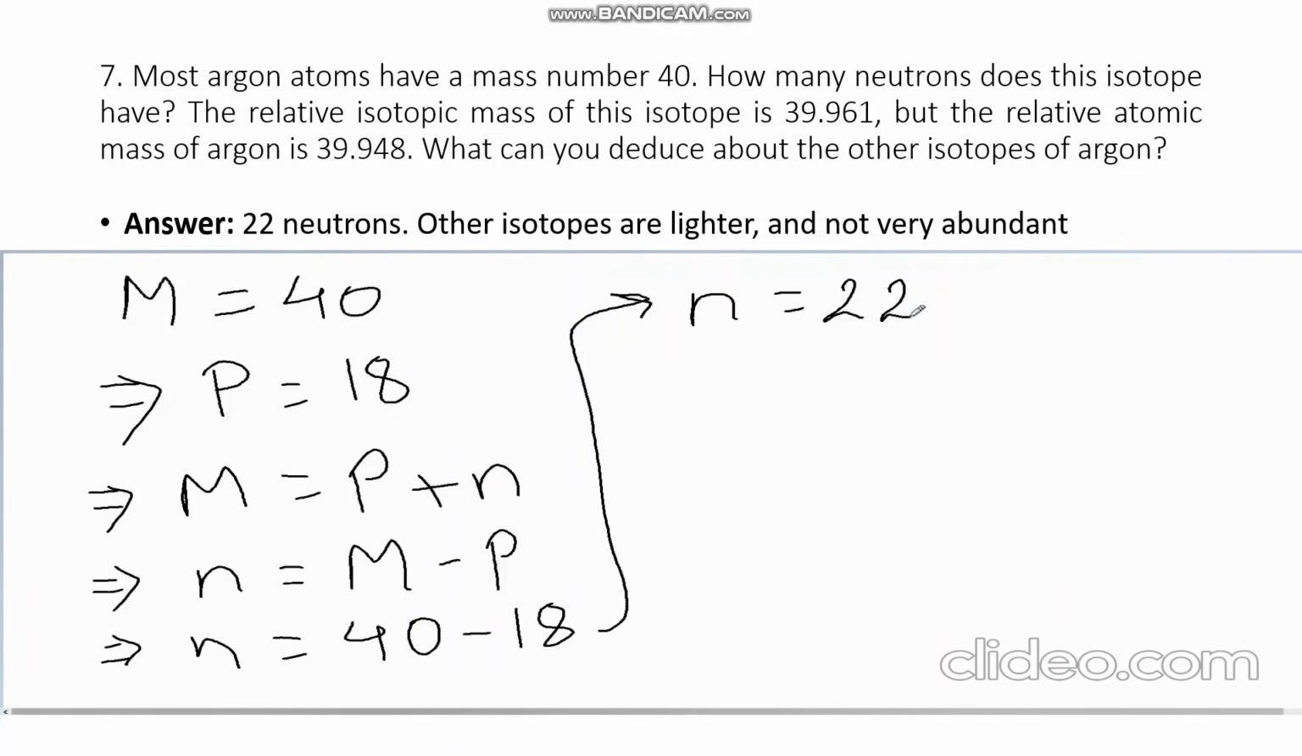The second deduction that we can make from the above information is that the other isotopes are not very abundant. Even though they caused the reduction in the value, the gap is not very large. That means the other isotopes were very less in amount.